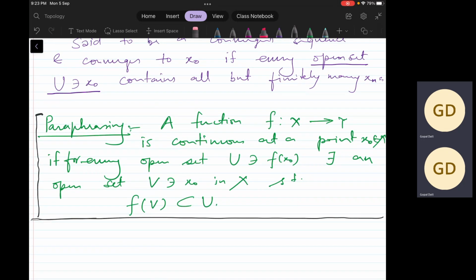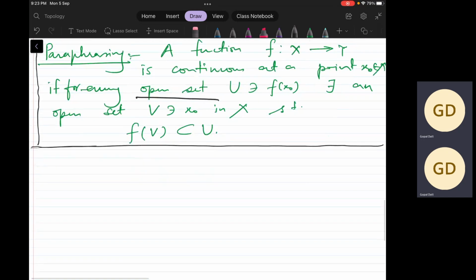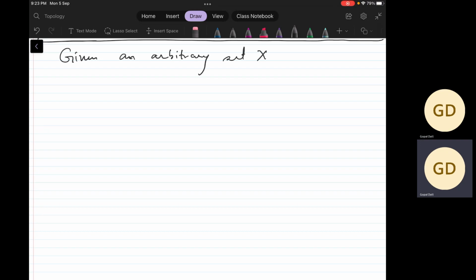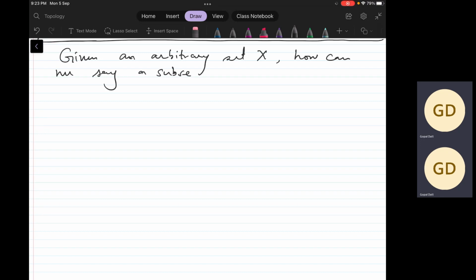Okay, so here we have a choice. If we somehow define open sets on any set X, then we can define continuity. Similarly, we can define convergent sequences. So given an arbitrary set X, how do we say a subset of X is an open set in X?